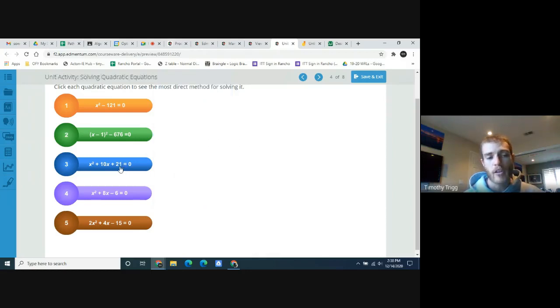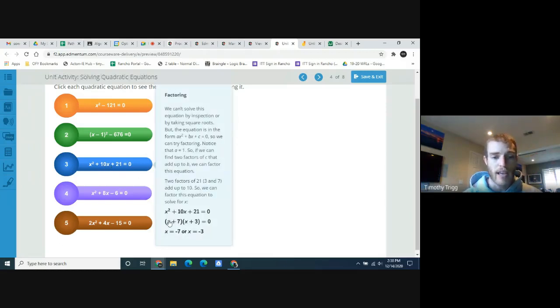In this one, you could factor. You would be looking for two numbers that multiply to give me 21, but add up to give me 10. So two numbers that multiply to give me 21, but add up to 10 would be 3 and 7. So I'd factor as x plus 3, x plus 7. And what would cause those to be 0 are your answer. In this case, negative 3 and negative 7.